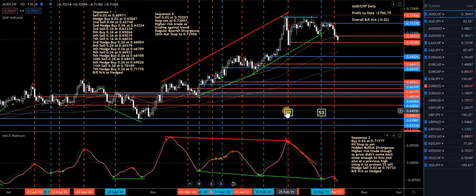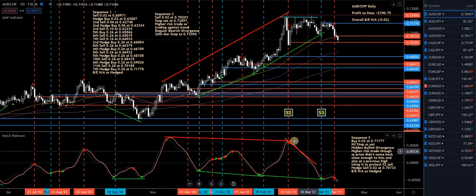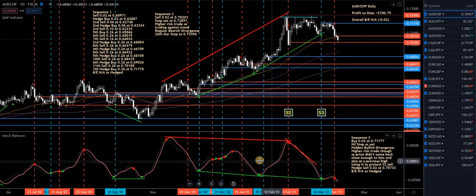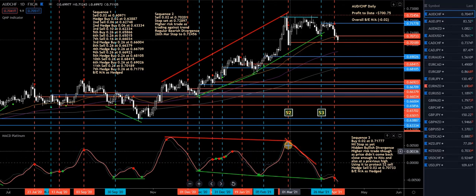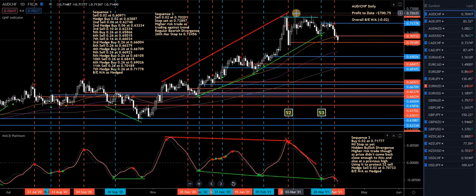But let's look at sequence 2. Sequence 2 is a sell trade. You can see the red QMP filtered dot there. MACD Platinum's above the 0 level. Remember, I'm looking to sell when it's above the 0 level and buy when it's below the 0 level. That's the 0 level, this grey dotted line. So it was a sell there. It's gone against me. This red dotted line is my stop. It hasn't broken the previous high, hence that blue line there.